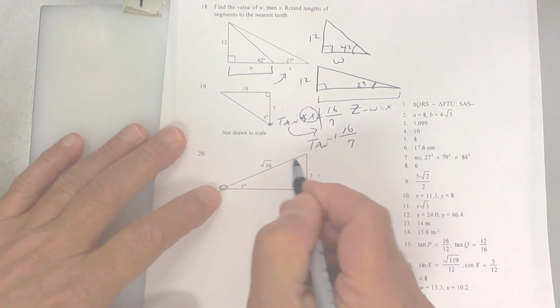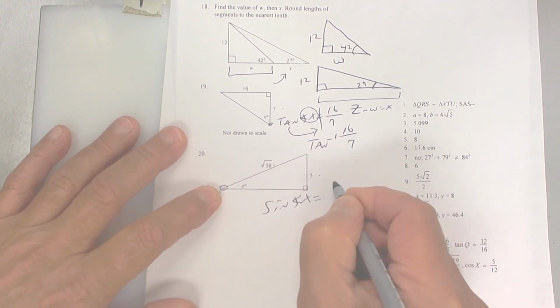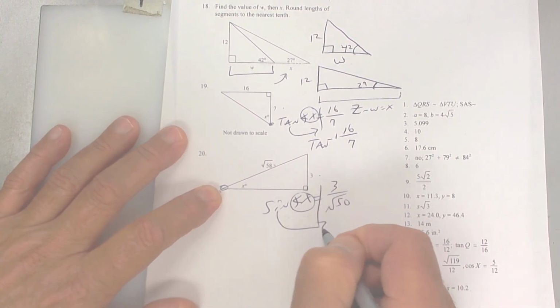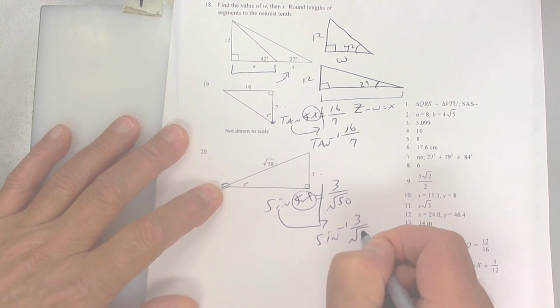Okay, this is another inverse function. This is opposite over hypotenuse. So that's going to be the sine of angle X equals opposite over hypotenuse. You're going to divide by the word sine, so it's going to become the inverse function. And then you're going to be done.